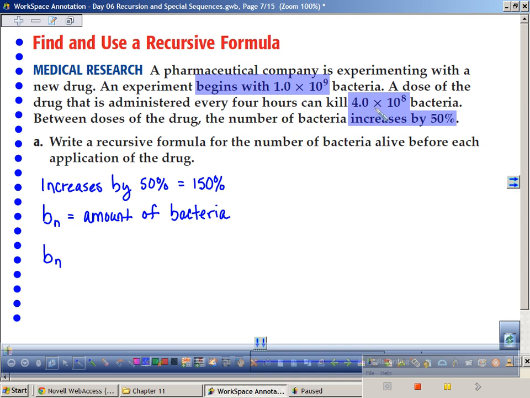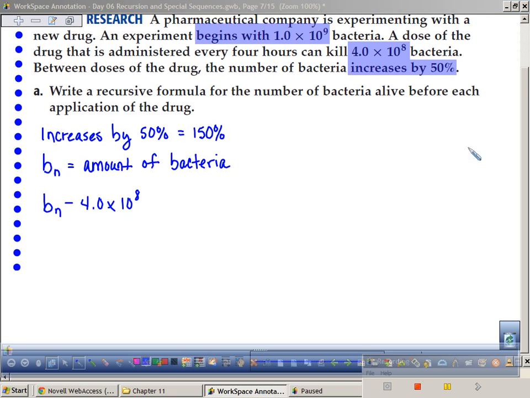Well, let's not jump to any conclusions. Okay. Let me just get there. What do I do next? What am I going to do with this 4.0 times 10 to the 8th? Subtract it. I'm going to take the amount of bacteria and subtract 4.0 times 10 to the 8th. Okay, there's our basic one. But just wait, there's one more piece of it. Right? That's B to the N.